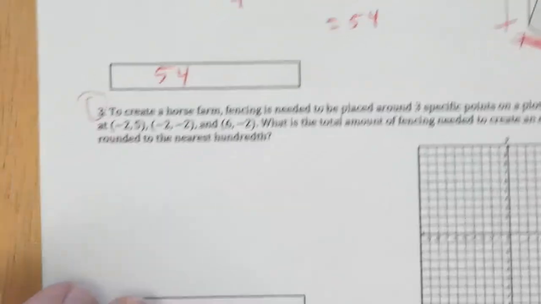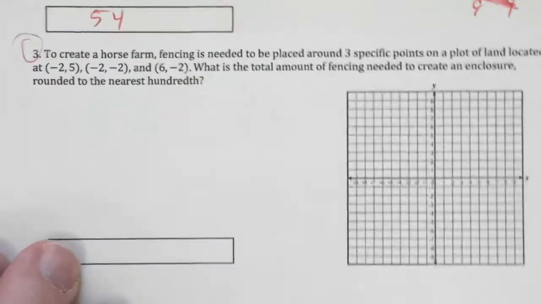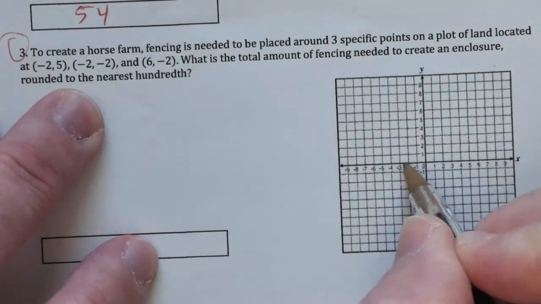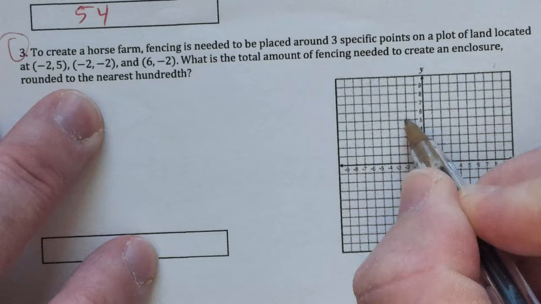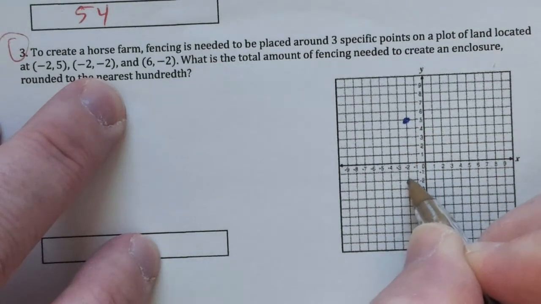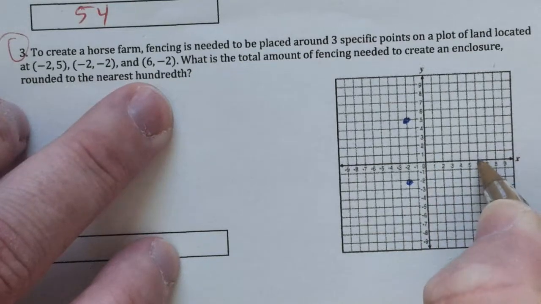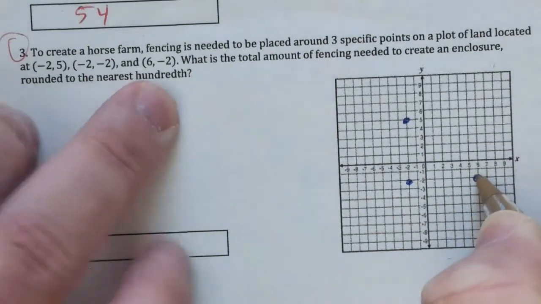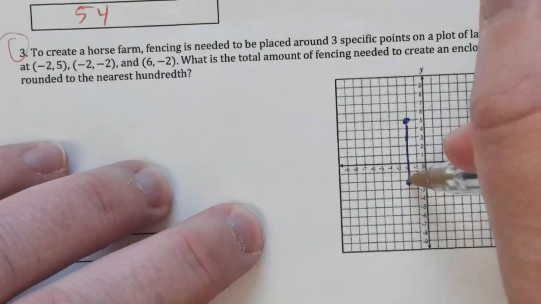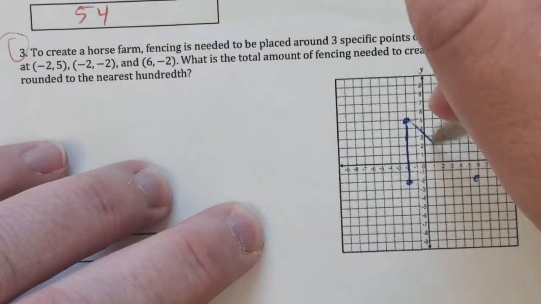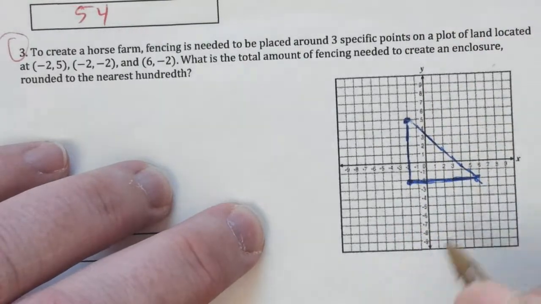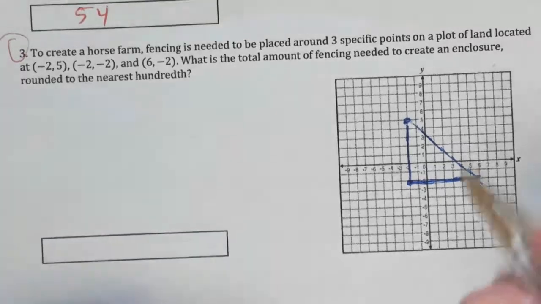All right, number 3. So number 3, we have these points. We have -2, 5. We have -2, -2. And we have 6, -2. All right, and then it'd be nice if I had my ruler next to me to make nice, pretty straight lines. All right, so we have this.